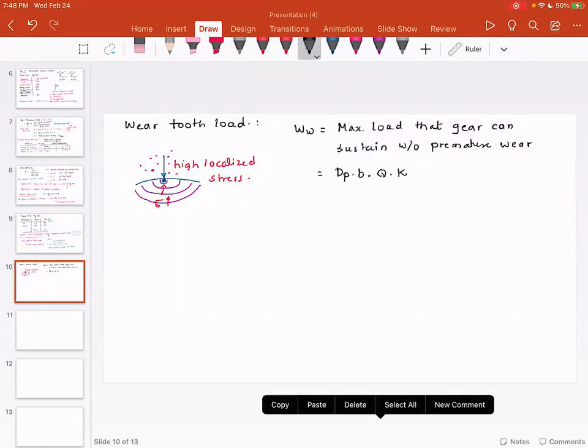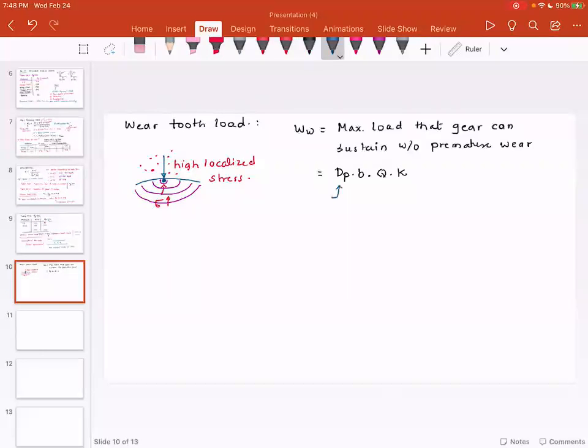Now, dP is the diameter of the pinion. And why do we use the diameter of the pinion? Because if you think about it, you have gear and you have pinion. The pinion will have smaller diameter, and that will give you the lower value of maximum load. So we want to make sure that this lower value of maximum load is greater than the dynamic load.